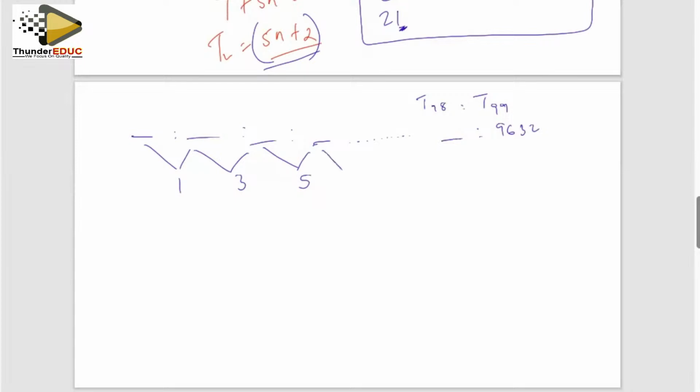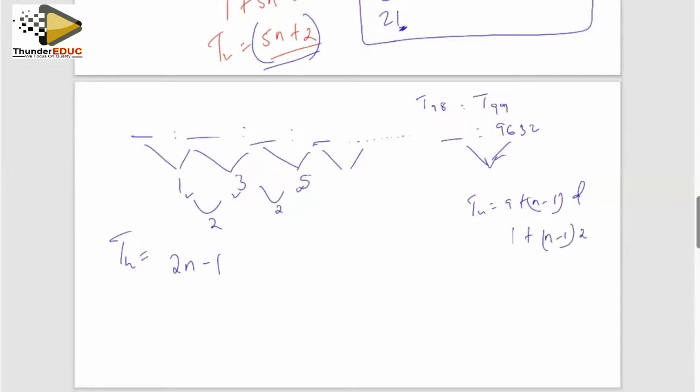Okay, so what I want us to look at, or the trick behind this question, is very simple. We need to find the Tn of the first differences. Since it is arithmetic, it's just going to be 2n minus 1. You can use your nth term, a plus n minus 1 into d. First term is 1, n minus 1, common difference is 2. You're going to end up with the same thing.